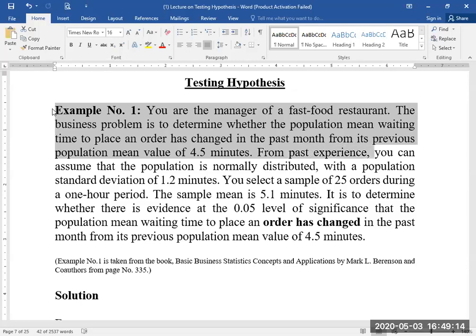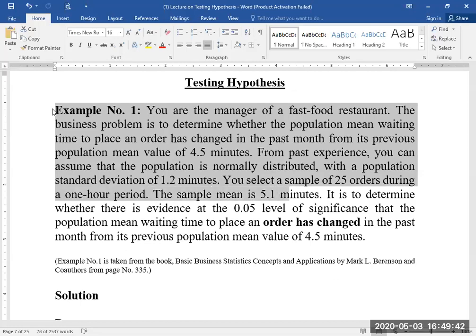From past experience, you can assume that the population is normally distributed. This is very important, students: the data should be normally distributed. The population standard deviation is 1.2 minutes. You have been given the standard deviation related to the population. You select 25 orders during a 1 hour period. This is the sample size, consisting of 25 observations.